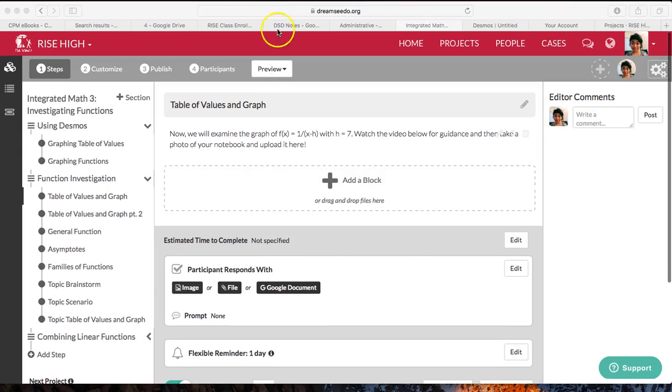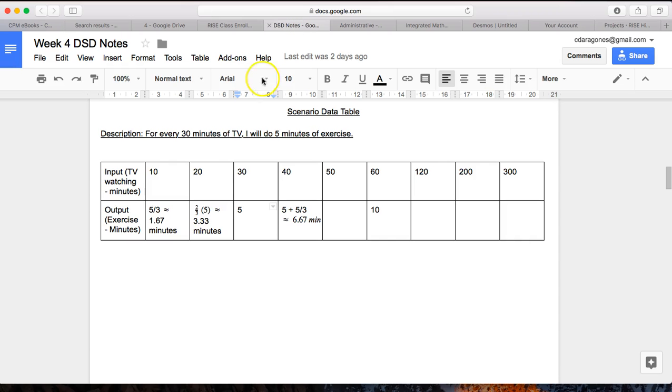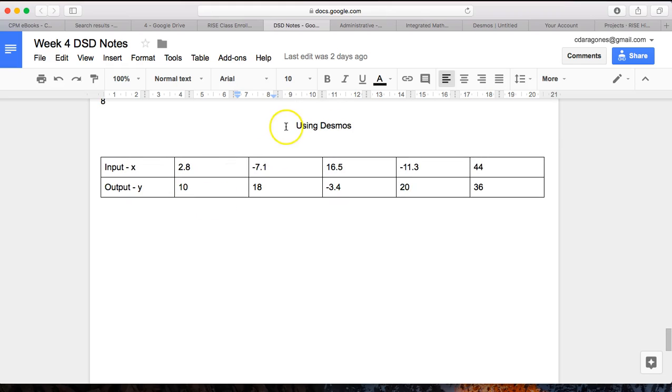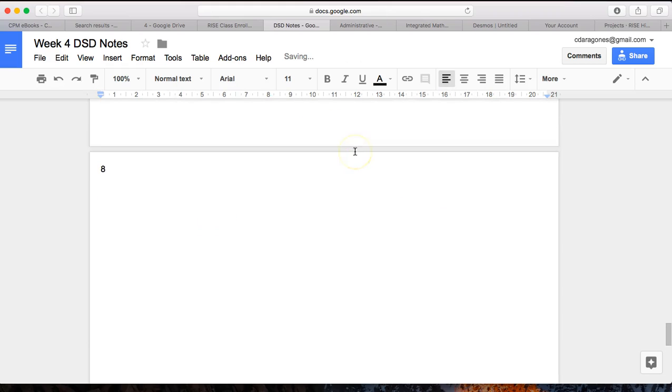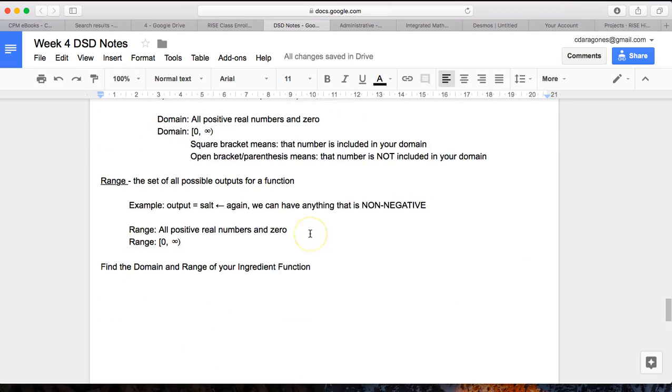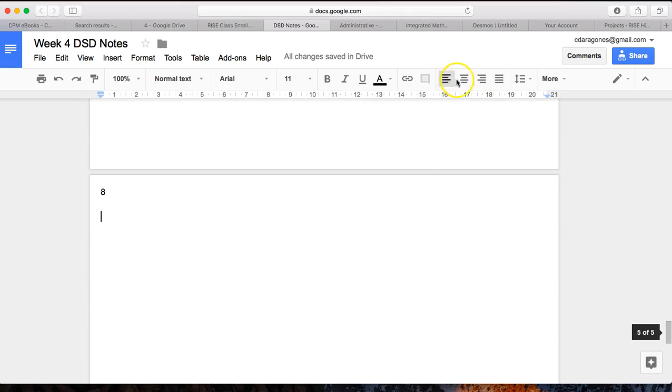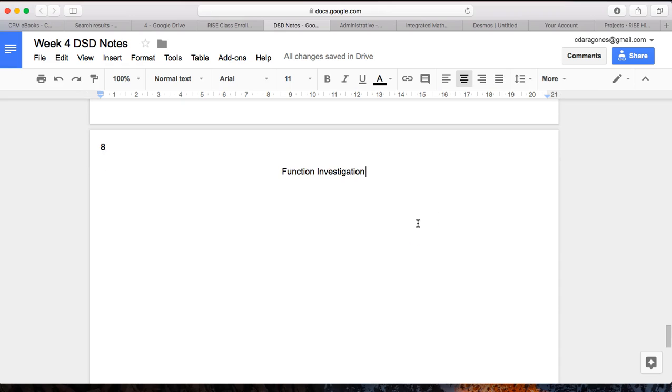All right, so we are now going to move on to examining the graph of f of x equals 1 over x minus h, where h equals 7. After creating a function, go to the next page in your notebook, whatever it ended up being, and title this page Function Investigation. Pause the video here while you set up your notebook, write your page number and title it Function Investigation. When you're finished, go ahead and keep the video playing.